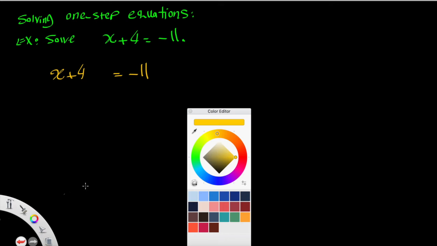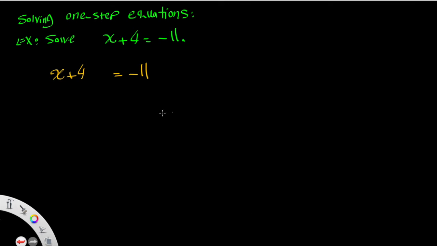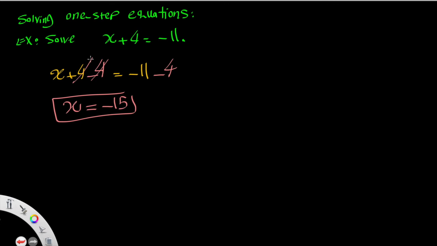When you are supposed to find x, it means you are going to isolate it. You make it alone. You are going to make it the subject. 4 is extra here. To get rid of 4, you can subtract 4 from both sides. So 4 and minus 4 cancel out each other. It will be negative 15. Or you could say that 4 is transferred to the other side with the opposite sign. Here it is positive, it goes to the other side, becomes negative. So minus 11 minus 4 will be negative 15, giving you the same answer.